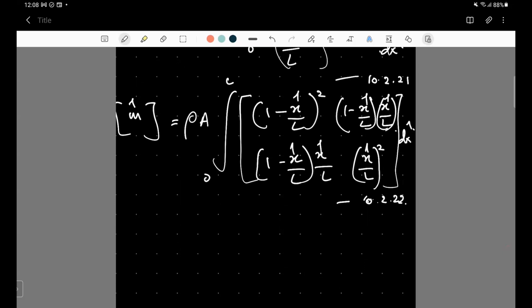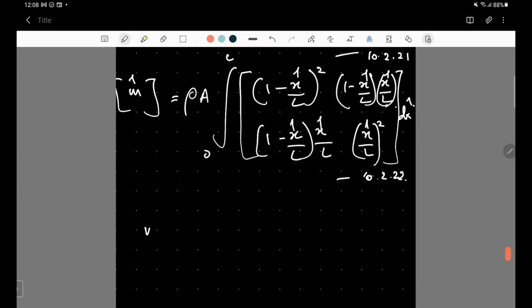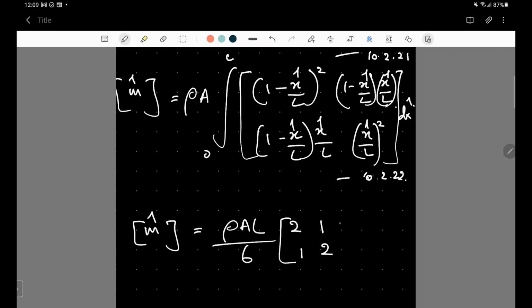On performing the integration, the consistent mass matrix for a bar element can be represented using this simple equation, rho A L, the volume, divided by 6. Now you can see it is quite different from what we obtained from the lumped mass matrix method.